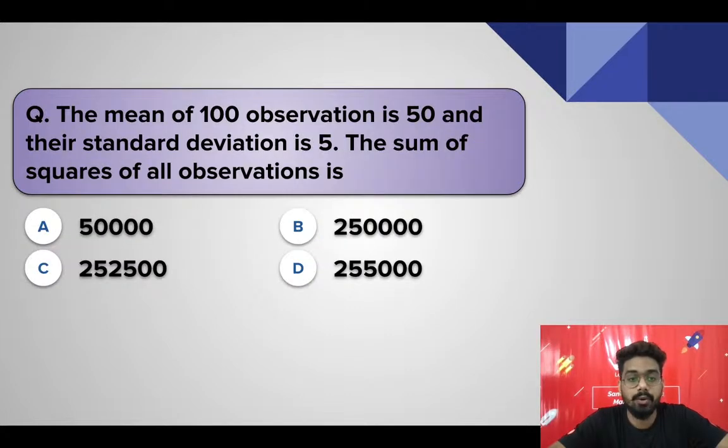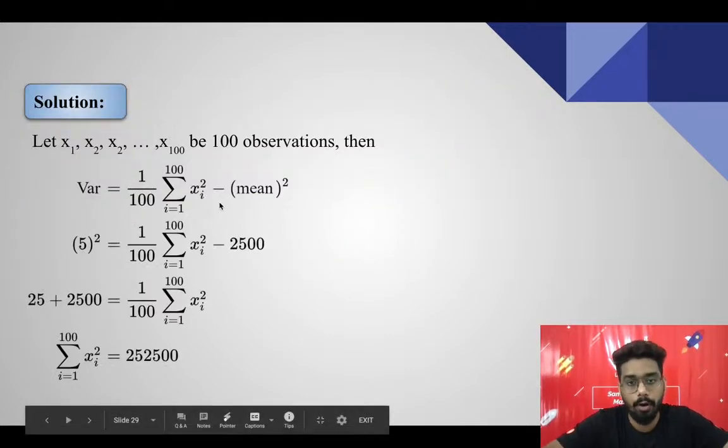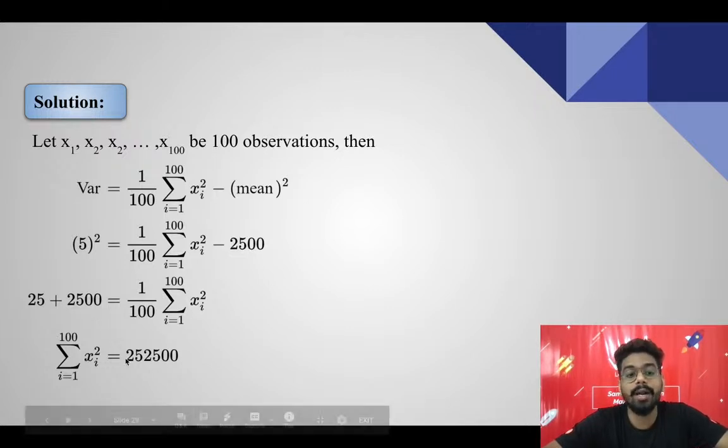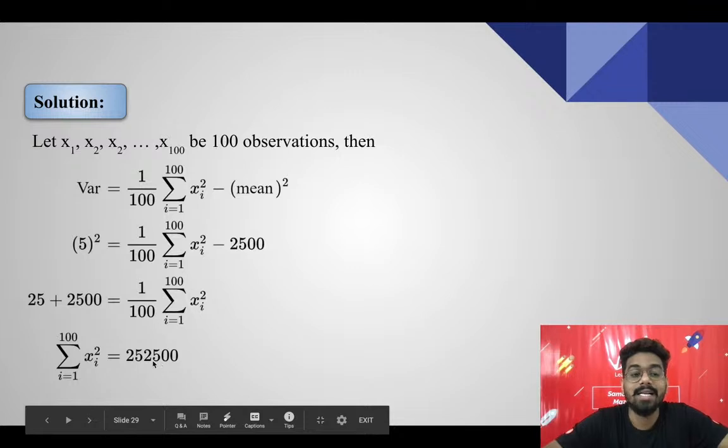Dekhiye kaise karna hai is question ko. First of all, you should know the formula, that the variance is summation xi square upon 100 minus mean square. What is mean? Mean is given as 50. So mean square is 50 square, which is 2500. Standard deviation is 5, and we have seen variance is the square of the standard deviation. So variance is 5 square, 25. From here 2500 will go over here, 25 plus 2500 into 100, 252500 is the summation of xi square.